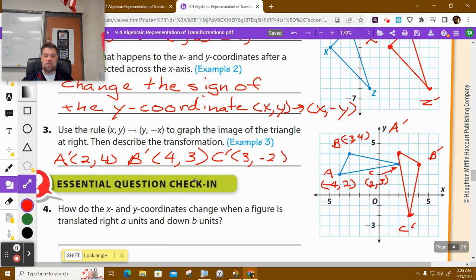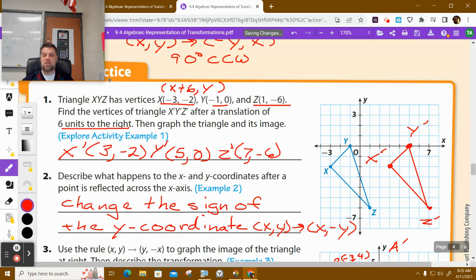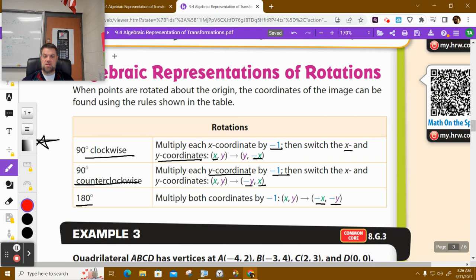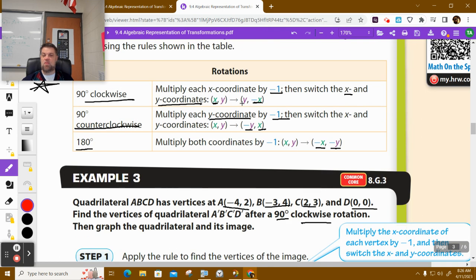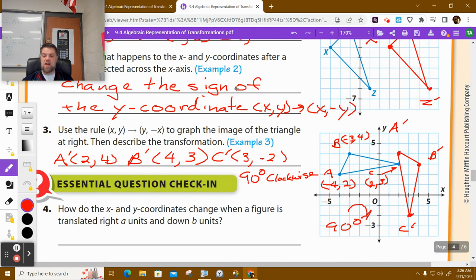Okay. So now, what did we do? Well, it looks like we rotated 90 degrees, but what direction? Clockwise. So just put 90 degrees clockwise. Now, you know what? We could have cheated and just went up here and looked. Remember? Read the recipe. Oh, 90 degrees clockwise. Look at that. Y comma negative X. Duh. But that's okay. You guys need to practice.